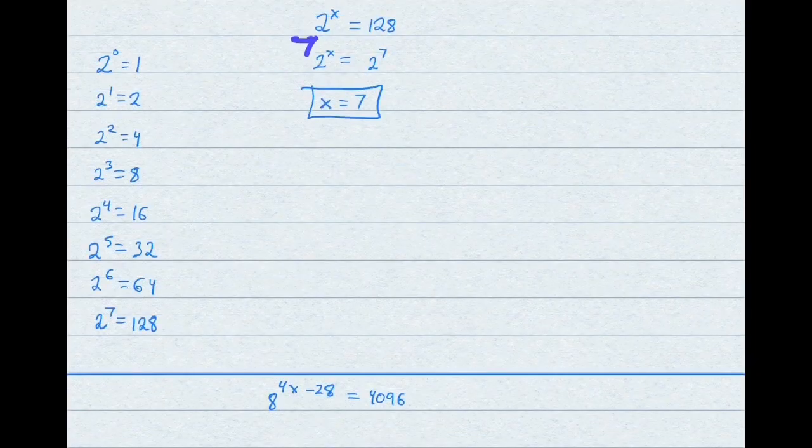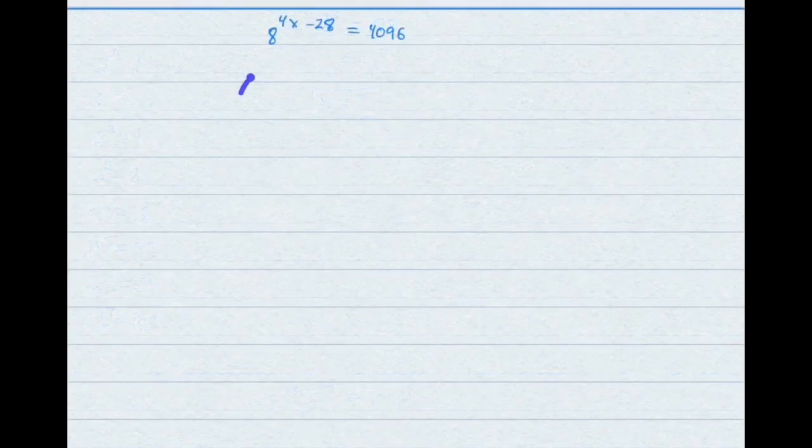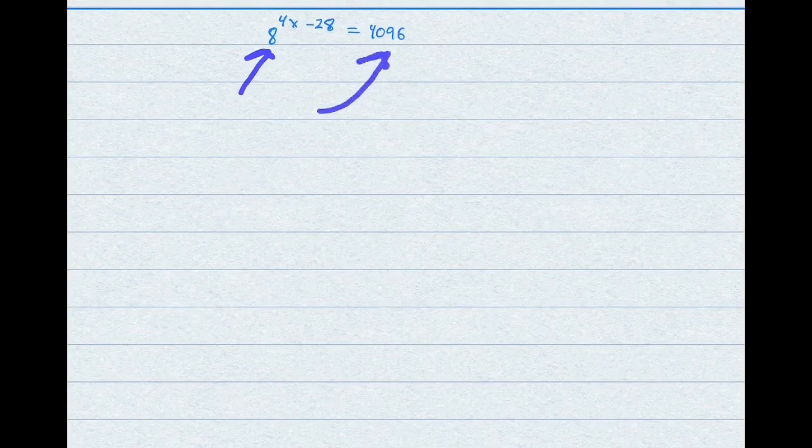Last time, we looked at the powers of 2 because the smaller number was 2. This time we have an 8, so we'll check the powers of 8 to see if 4096 is a power of 8.